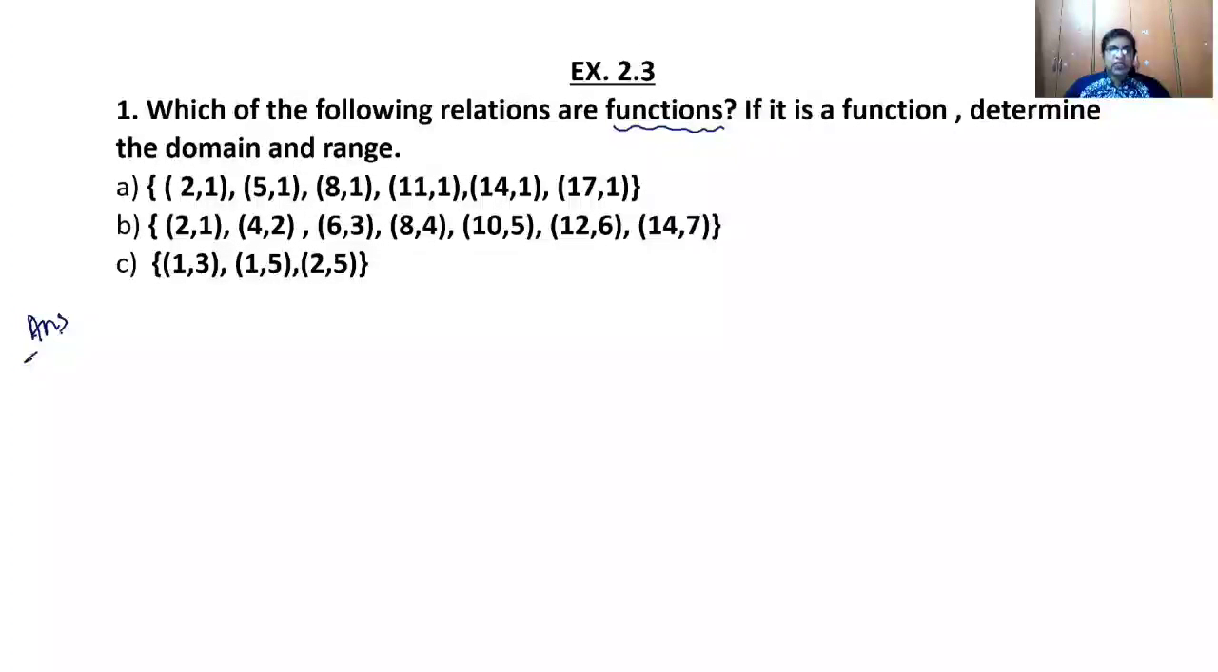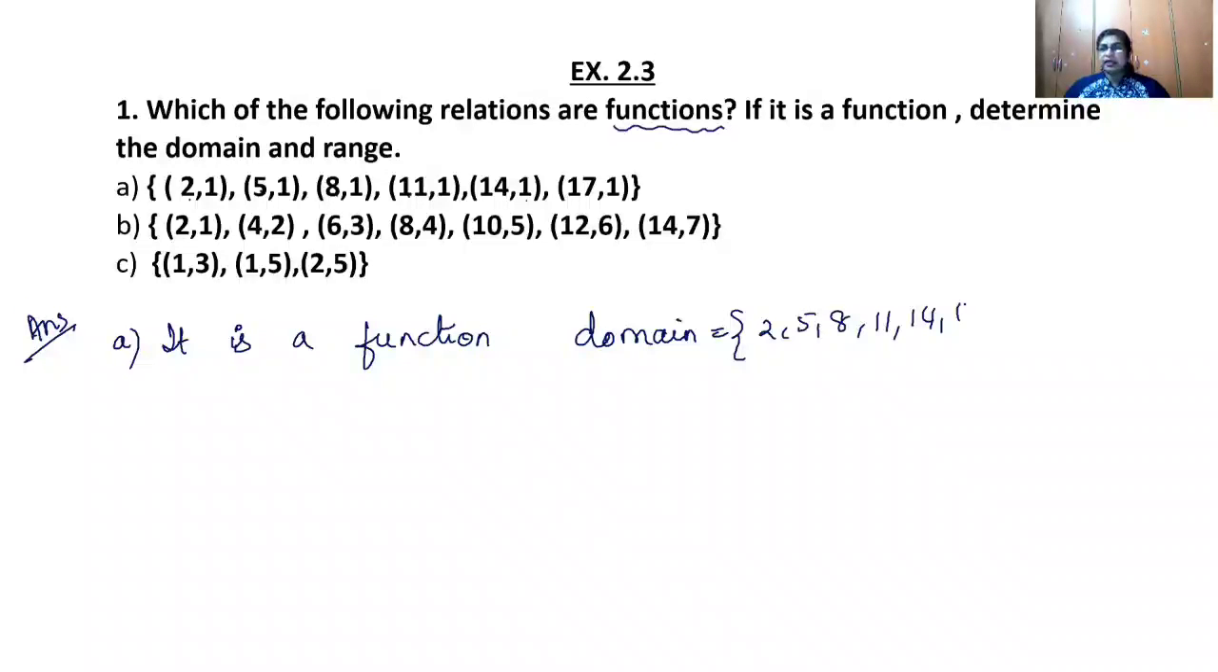Now let us check answer A. Look at this, check whether the numbers are repeated. 2, 5, 8, 11, 14, 17. No, it is not repeated. So I can say yes, the first one is a function. If it is a function, I have to tell its domain and range. Domain means all the first elements: 2, 5, 8, 11, 14 and 17. Range is nothing but the set of all second elements. So here you find the range is only 1. What type of function is this? Constant function. Yes, very good.